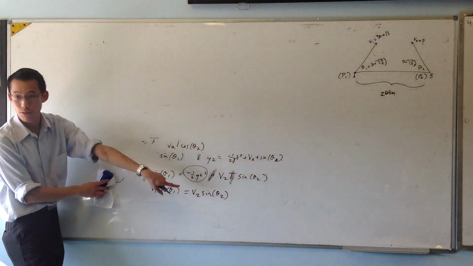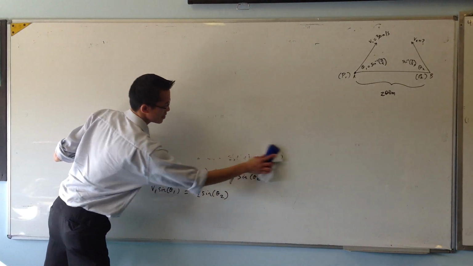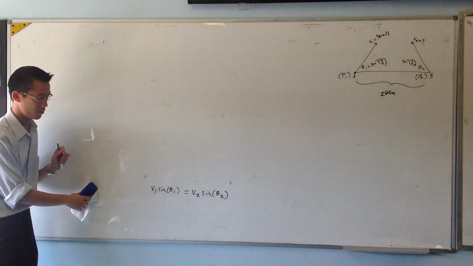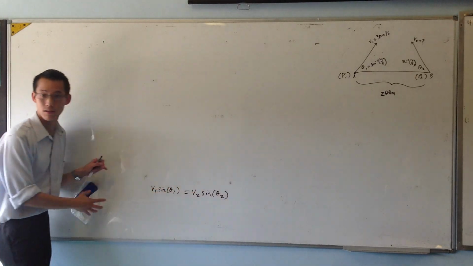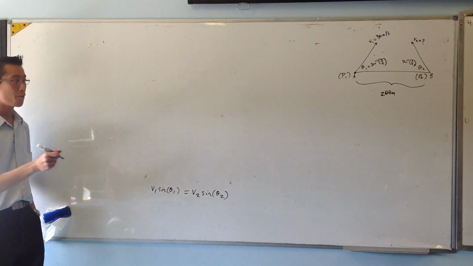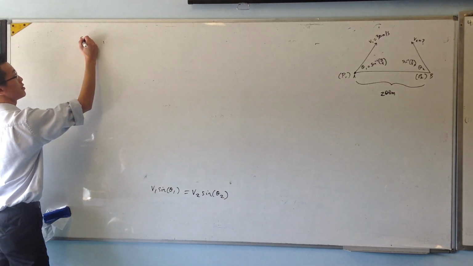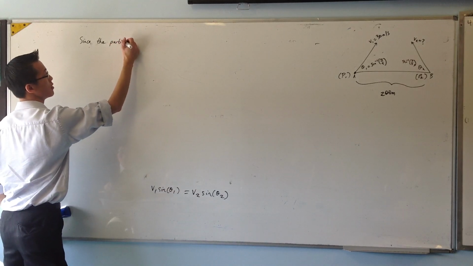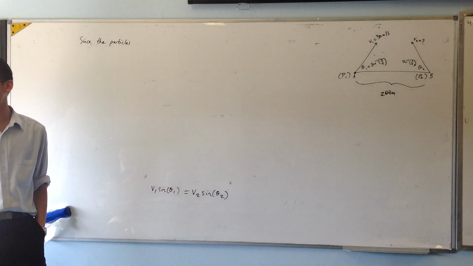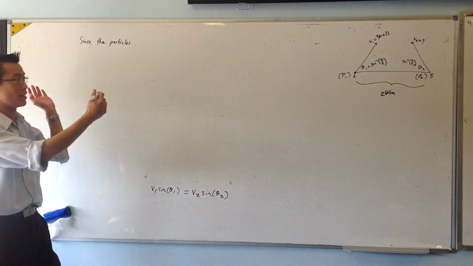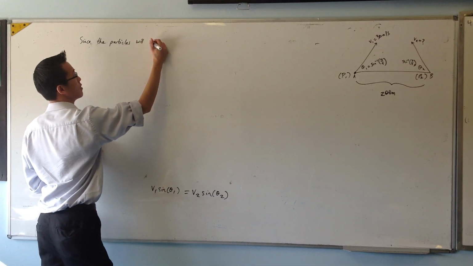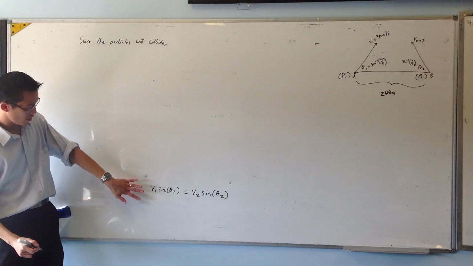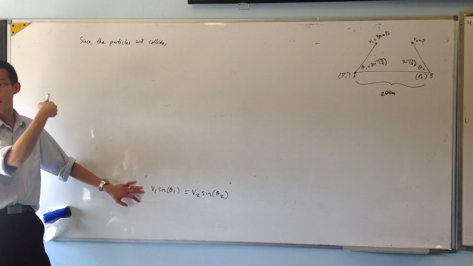And V2, that second velocity, is the only constant that I don't know the value of. I know what V1, theta 1, and theta 2 are. So therefore, I'll say, since the particles will collide. I don't want to bring this equation out of nowhere. I want to say why I'm bringing it in. Now, I'm going to take this equation, and I'm going to take the values that they supply us.